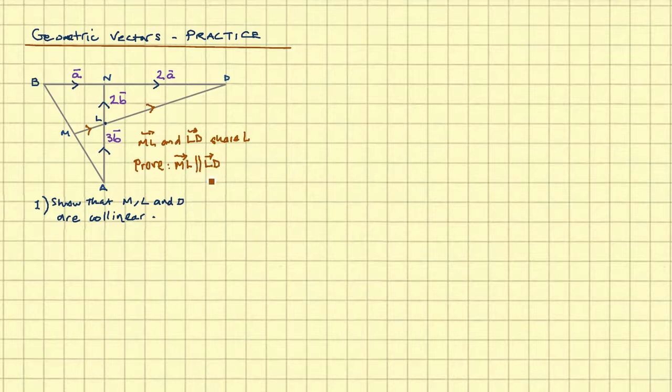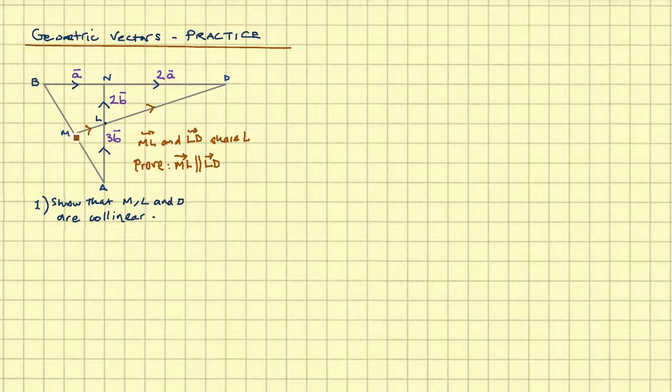Okay, well, how do we prove that M to L is parallel to L to D? Well, first of all, we need to work on M to L, and we don't know what M to L is, so we need to think about other ways of getting from M to L. So if we go around from M to A and then up from A to L, that should do it. Again, if you want to pause the video at this stage, see if you can get from M to L via M to A and A to L.